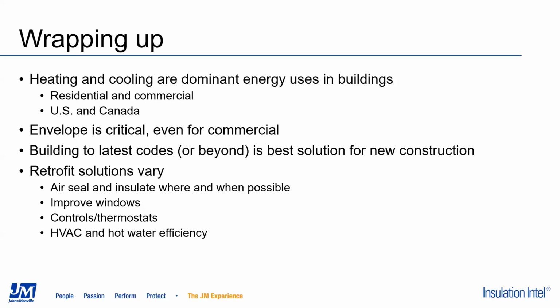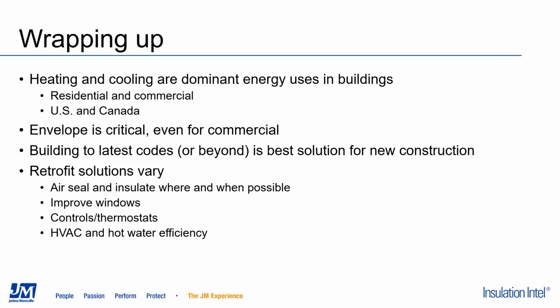Wrapping up, I think this is my last slide. Heating and cooling, as we talked about, we've covered a ton of ground, but heating and cooling are really the dominant energy uses in our buildings, both in the US and Canada, residential and commercial, and really the envelope is critical. Even for big commercial buildings that have a lot of energy use in the core, if we have a junky envelope, it's still going to be hard to make a lot of gains. And for new construction, building to the latest codes or beyond is the best, easiest solution.